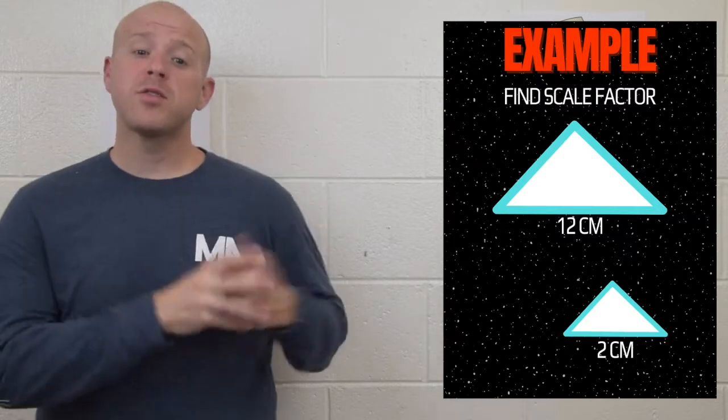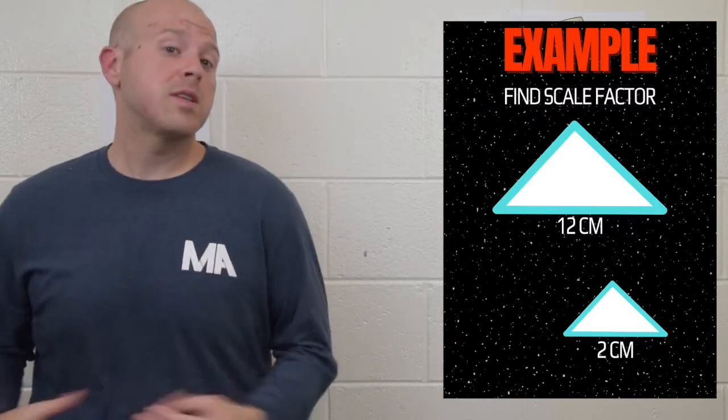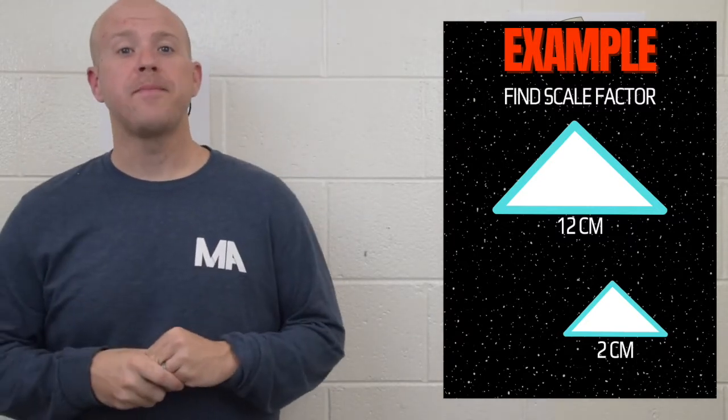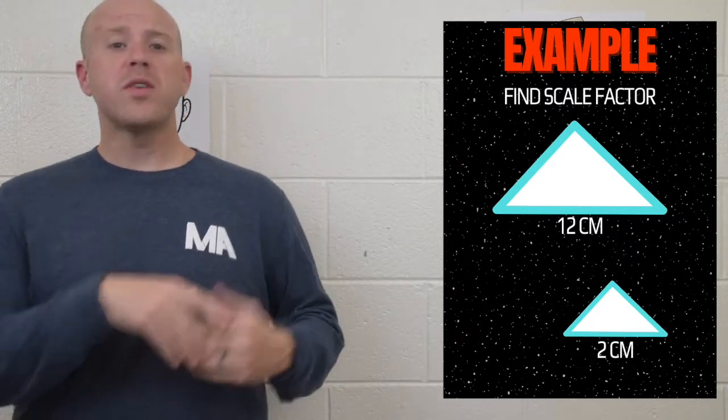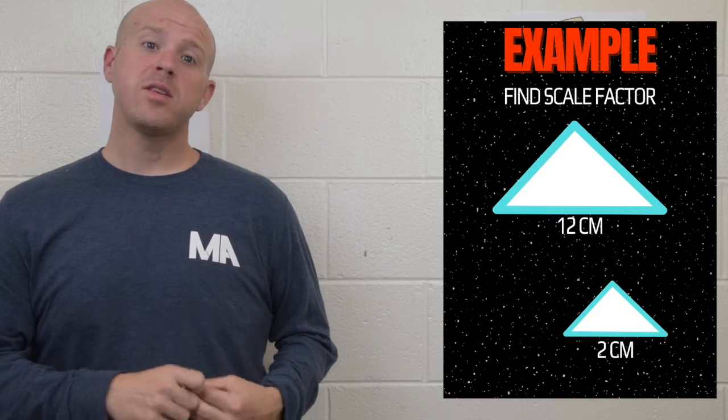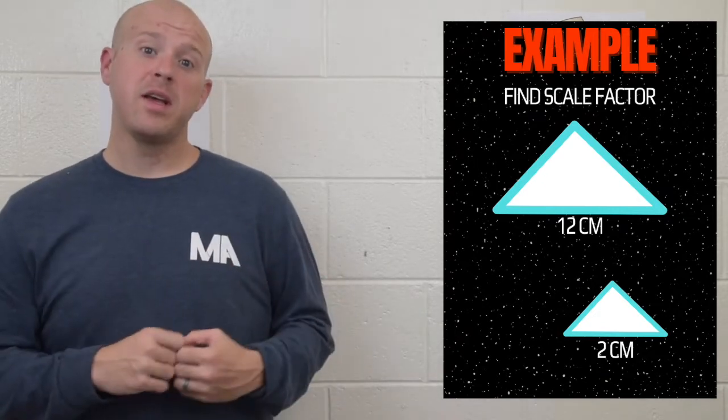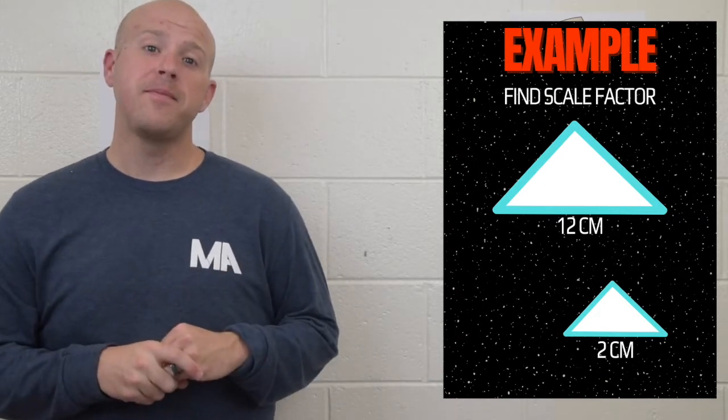So I have my original triangle, which is the larger one in this case. It's got 12 centimeters on bottom. The new triangle has 2 centimeters on bottom. So we're going from bigger to smaller. So in this case, we are reducing. And we're going to talk about why that is here in a minute.